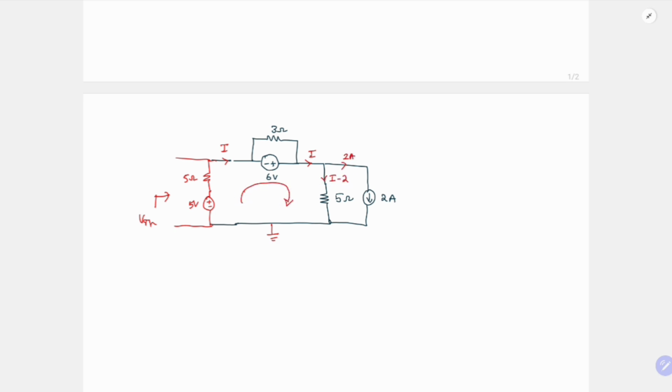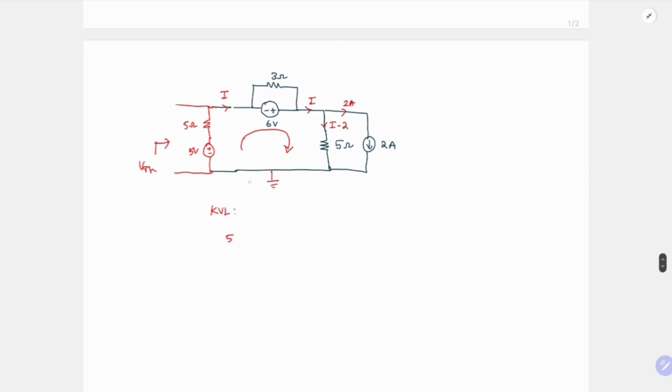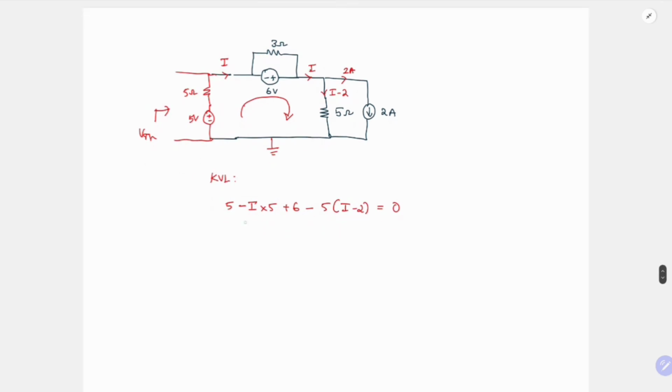Let us write a KVL around this loop. So we have plus 5 minus I into 5, which is the drop, and we have plus 6 minus 5 into (I minus 2), and this is equal to 0. So 5 minus 5I plus 6 minus 5I plus 10 equal to 0. So 10I we can take to the other side. 10I is equal to 11 plus 10, 21. So I is equal to 2.1 ampere.